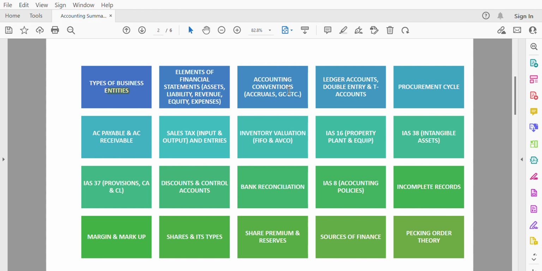Then the crux of the accounting, the ledger accounts and the double entry. So basically for every debit there is a credit. There is a method in accounting which we call the double entry system, which means that the transaction is recorded as a debit and a credit. So for example, if you buy an asset on cash, this means that the asset is increasing but the cash is decreasing. So the asset increase is known as debit.